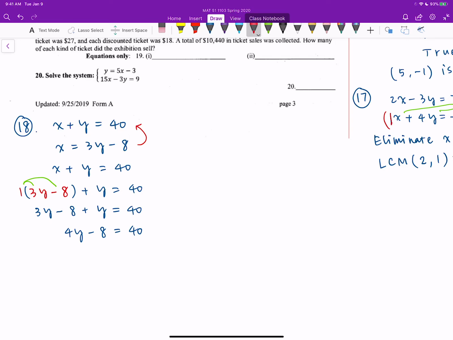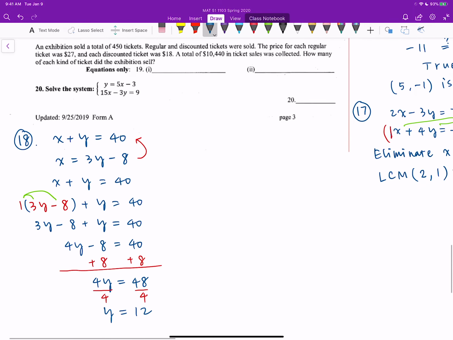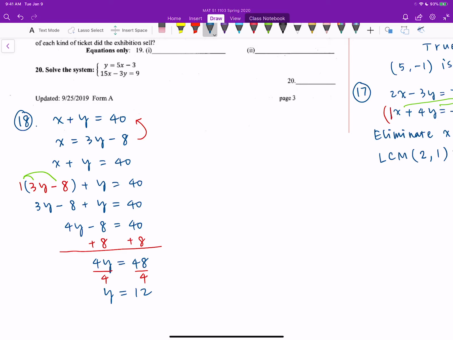Keep isolating y. We need to add 8 to both sides. And that's going to give us 4y equals 48. Divide both sides by the coefficient of y, which is 4. We obtain y is 12. Therefore, we already have the solution to one of the numbers. One of the numbers is 12.